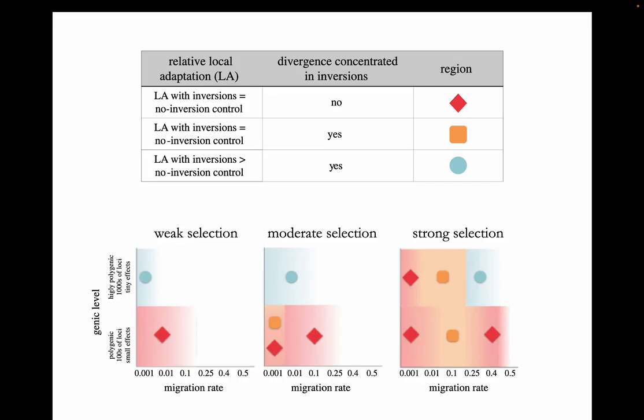Here's a schematic of when those different outcomes were observed. The three panels show weak, moderate, and strong selection, and you can see that inversions could promote local adaptation across that whole range of selection strengths.